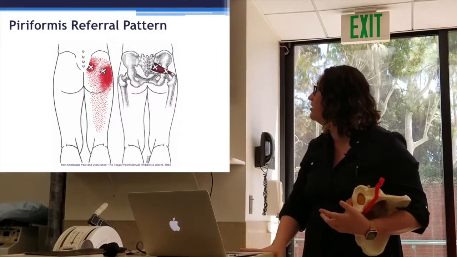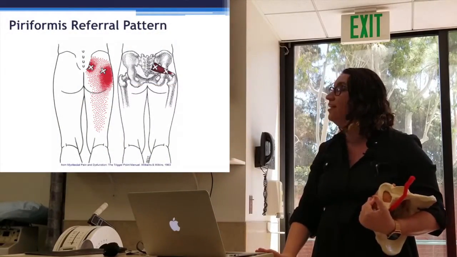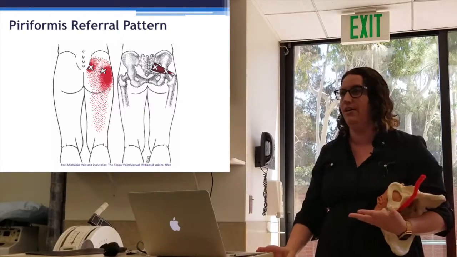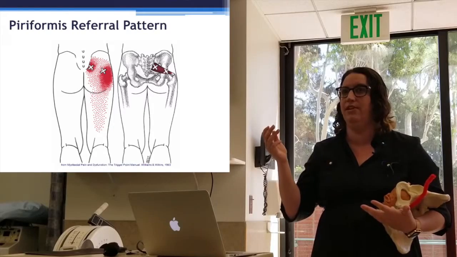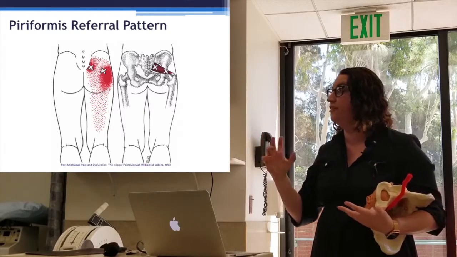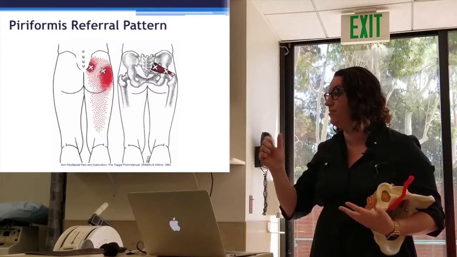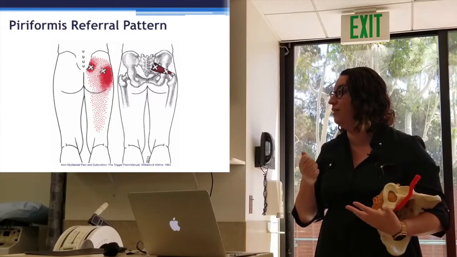Piriformis. So here's our piriformis referral pattern, and again, we can go direct or indirect with that as well. We can work along the length of the piriformis. We can do things as far as movement goes, moving the hip to put the piriformis in either a lengthened or a shortened position depending on what we want.